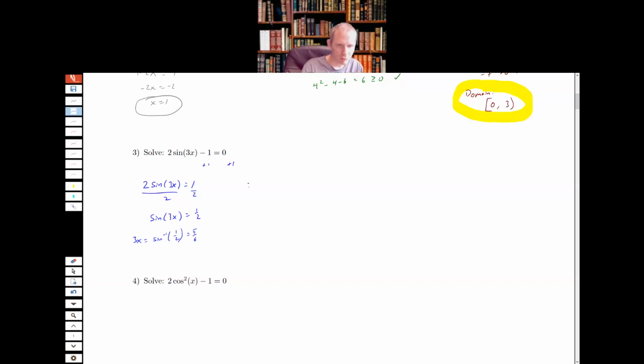Okay, so 3x is going to equal pi over 6 plus 2k pi, or 3x is going to equal pi minus pi over 6 plus 2k pi. Pi minus pi over 6 is 6 pi over 6 minus pi over 6, which gives me 5 pi over 6.